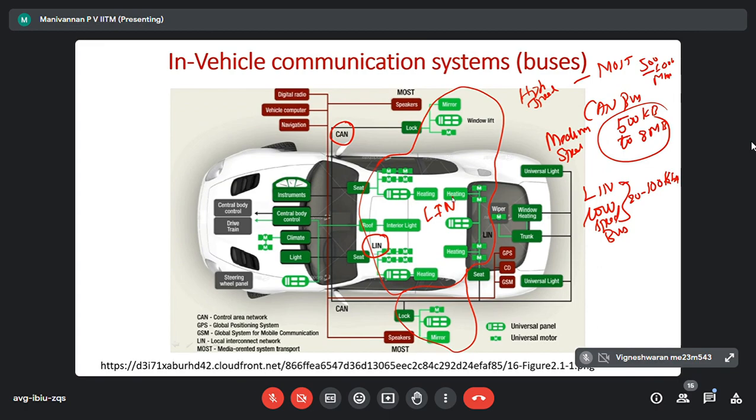If you have to transfer data in less than a millisecond, then your bus speed should be high. That's why CAN bus is used. Correct? Brake and steering are safety critical systems. Please note that. The safety critical systems are nothing but your brake and steering system.